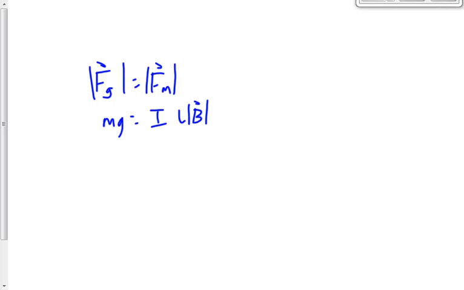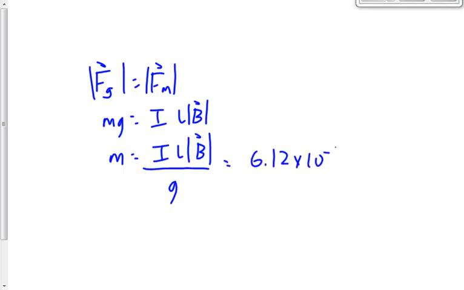We're solving for mass. Again, ILB over g. We got I, we got L, we've got B. Just make sure you convert L to 0.2 meters from 20 centimeters. Divided by 9.81, we should get 6.12 times 10 to the minus 4 kilograms. All right? We good there?